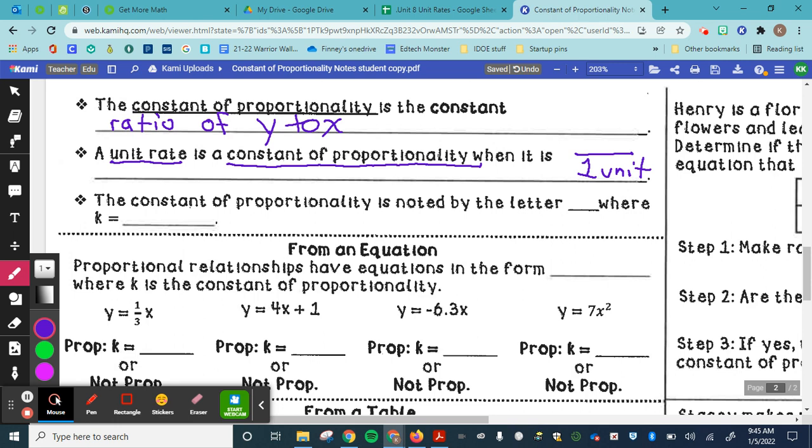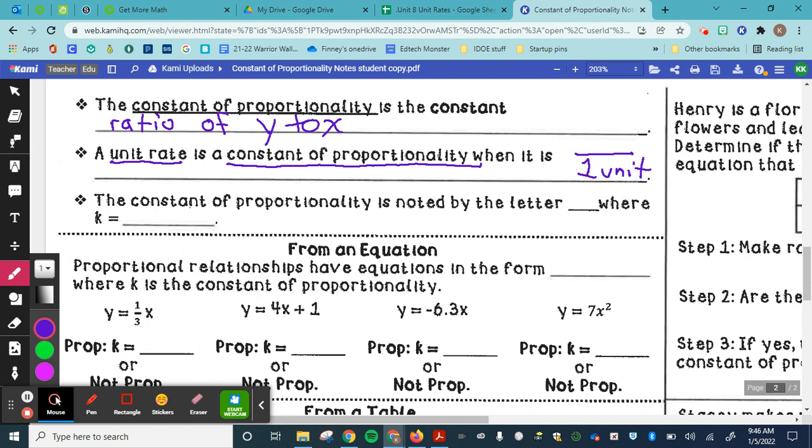What does proportionality sound like? Proportion. We can still set up a proportion just like we did yesterday to find our unit rates. So this all ties together, proportions and constant of proportionality and unit rates. And what we did yesterday with equivalent ratios, they all go together.